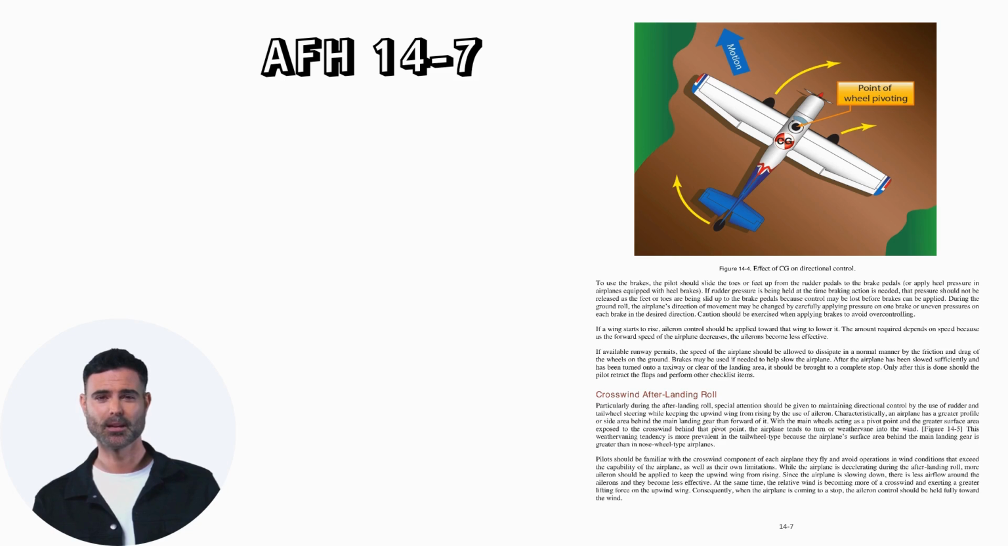Crosswind after landing roll. Particularly during the after landing roll, special attention should be given to maintaining directional control by the use of rudder and tailwheel steering while keeping the upwind wing from rising by the use of aileron. Characteristically, an airplane has a greater profile or side area behind the main landing gear than forward of it, with the main wheels acting as a pivot point and the greater surface area exposed to the crosswind behind that pivot point. The airplane tends to turn or weather vane into the wind.